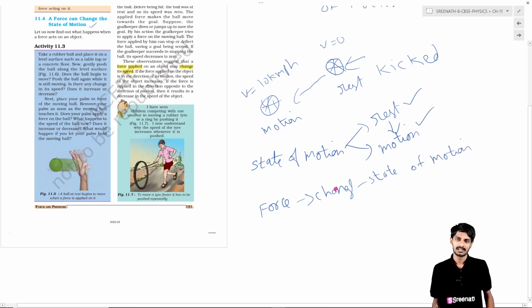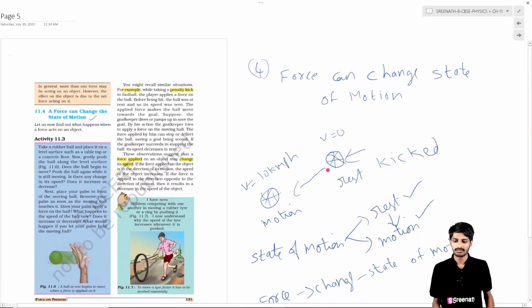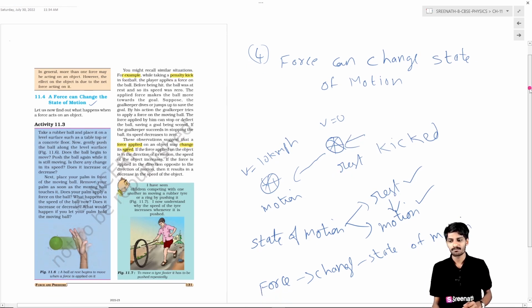What is the example for it? The example is a football. Previously the ball is on the ground, it is in the rest position. When the player comes and kicks it, it moves with a high speed. It is in the state of motion. Previously it is in the rest state, but afterwards it is in the state of motion. So what happened here? Its state is changed. Why is its state changed? Because the player applied the force, because the player kicked it, because the player pushed it. That is what we can observe: force can change the state of motion. That is the example I have given.